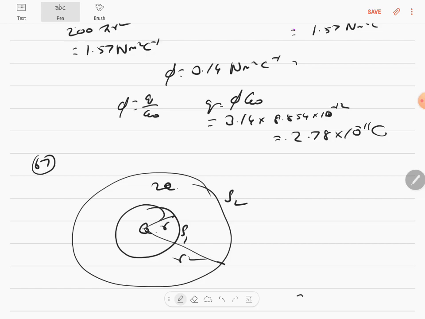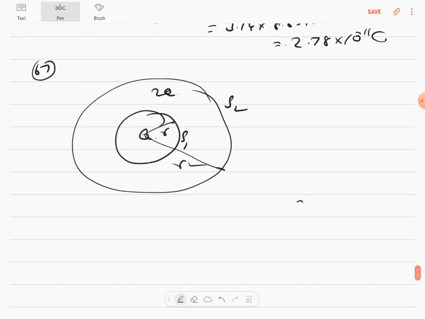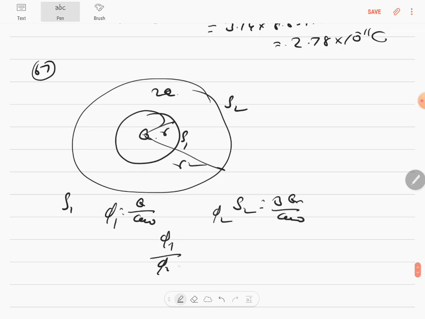What is the ratio of the flux through S1 and S2? The flux will be because of the charge enclosed always. For the surface S1, the flux is equal to Q by epsilon naught. Surface 2 is enclosing two charges, Q and 2Q, so it will be 3Q by epsilon naught. So the ratio flux 1 by flux 2 is Q by epsilon naught divided by 3Q by epsilon naught. Therefore it will be 1 by 3.